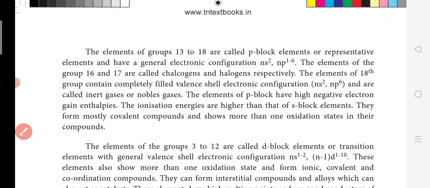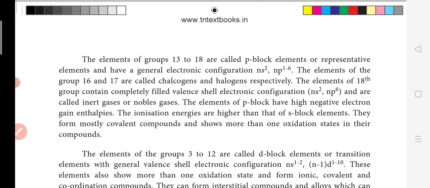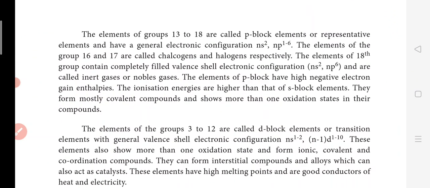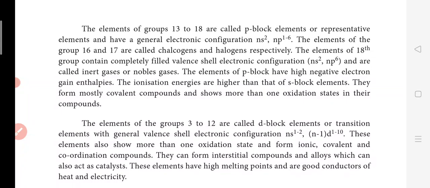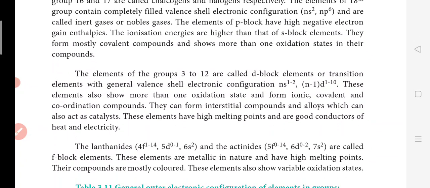The groups of elements 13 to 18 are called p block elements and are also called representative elements, and 16 and 17 are called chalcogens and halogens. 16 is called chalcogen, 17 is halogen. So remember, the first group is alkali metals, the second group is alkaline earth metals, and 3 to 12 we call transition elements. Boron family is group 13, 14 is the carbon family, nitrogen is 15, oxygen is 16, halogen is 17, and then 18 will be the noble gases.